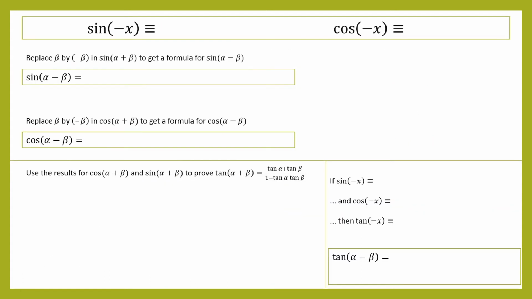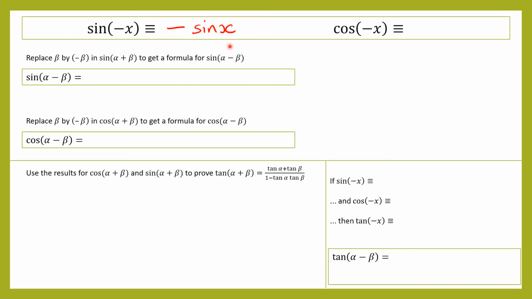Okay, now we're going to use a couple of very important results and identities to get sine of alpha minus beta, cos of alpha minus beta, and then we'll do the tan results as well. First up at the top of the screen, sine of negative x. Well, that is always the same as negative sine x. If you draw the graphs of sine of negative x and negative sine x, you'll see they are identical. So this is an identity that is true for all values of x. That's why it's an identity. That is worth knowing from memory. Sine of negative x is always the same as negative sine x.